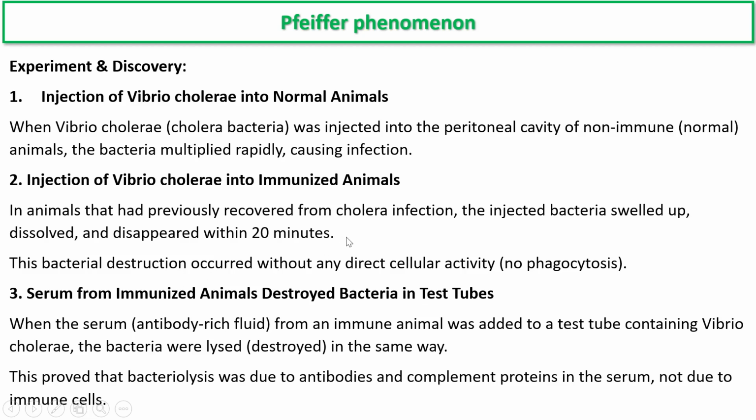In order to confirm how this happened, whether because of phagocytosis, any cellular activity, or antibodies, he isolated serum from these immunized animals. He took out the serum from these immunized animals. In the first two cases, he was injecting this Vibrio cholerae into the body. In this third case, there was a test tube which contained Vibrio cholerae. He isolated serum from that immunized individual and put the serum into the Vibrio cholerae.